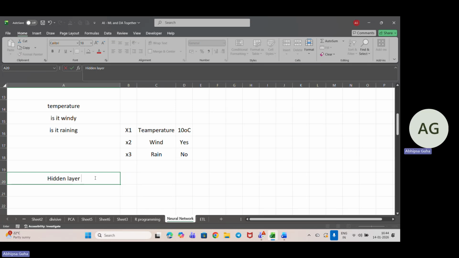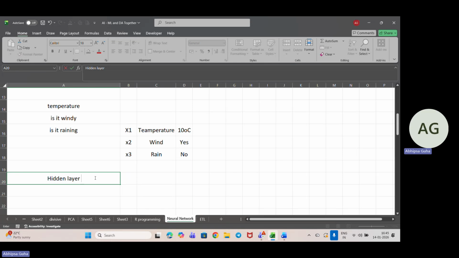Okay. So what about the hidden layer? The hidden layer is the most important part. Why is it called hidden? Because we cannot see what it is thinking or what is happening inside the hidden layer. Only my system, or the computer, knows about it.